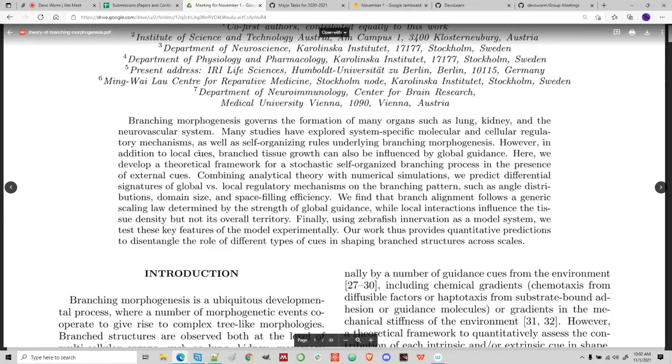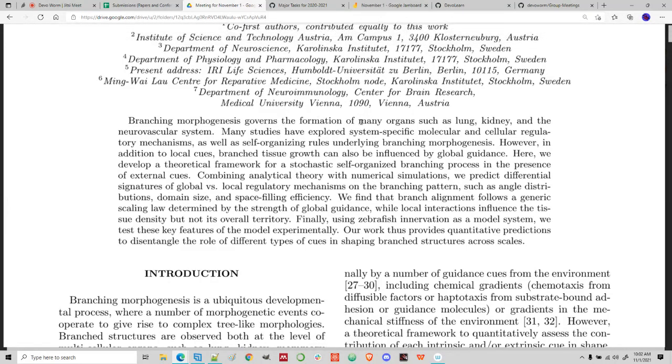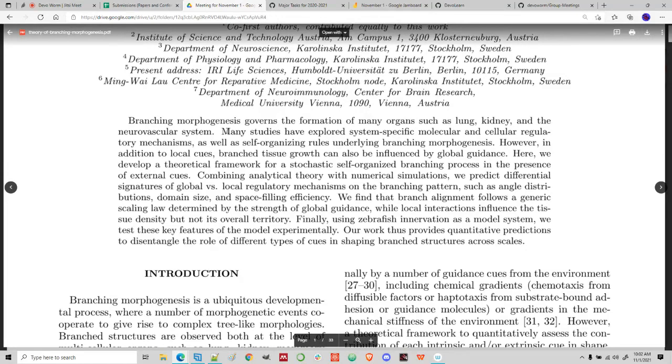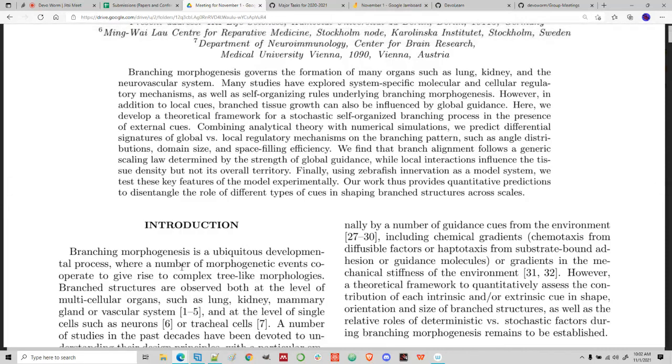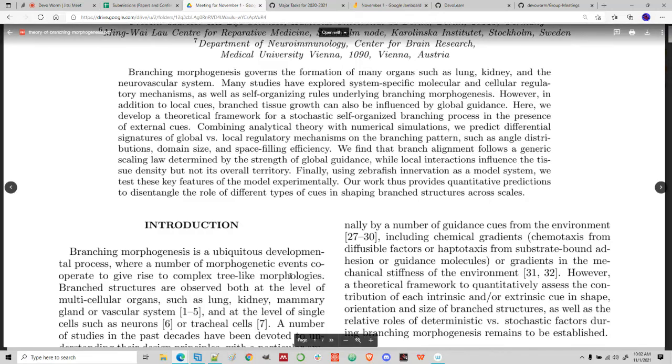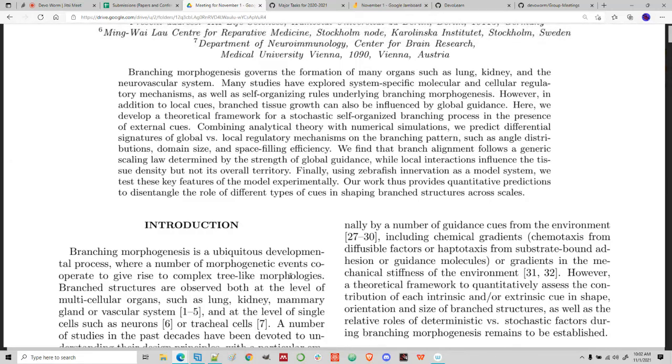The abstract reads, branching morphogenesis governs the formation of many organs such as lung, kidney, and the neurovascular system. When they say branching morphogenesis, they mean it's a ubiquitous developmental process where a number of morphogenetic events cooperate to give rise to complex tree-like morphologies. So in this case, you're looking at different types of branching within the organ.